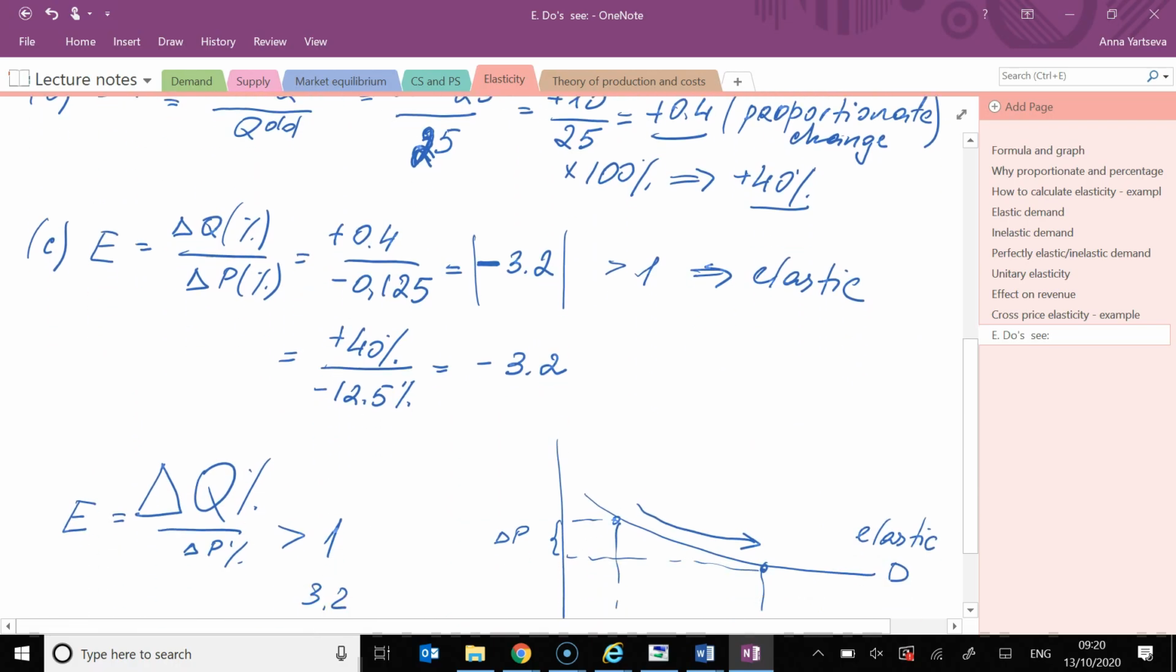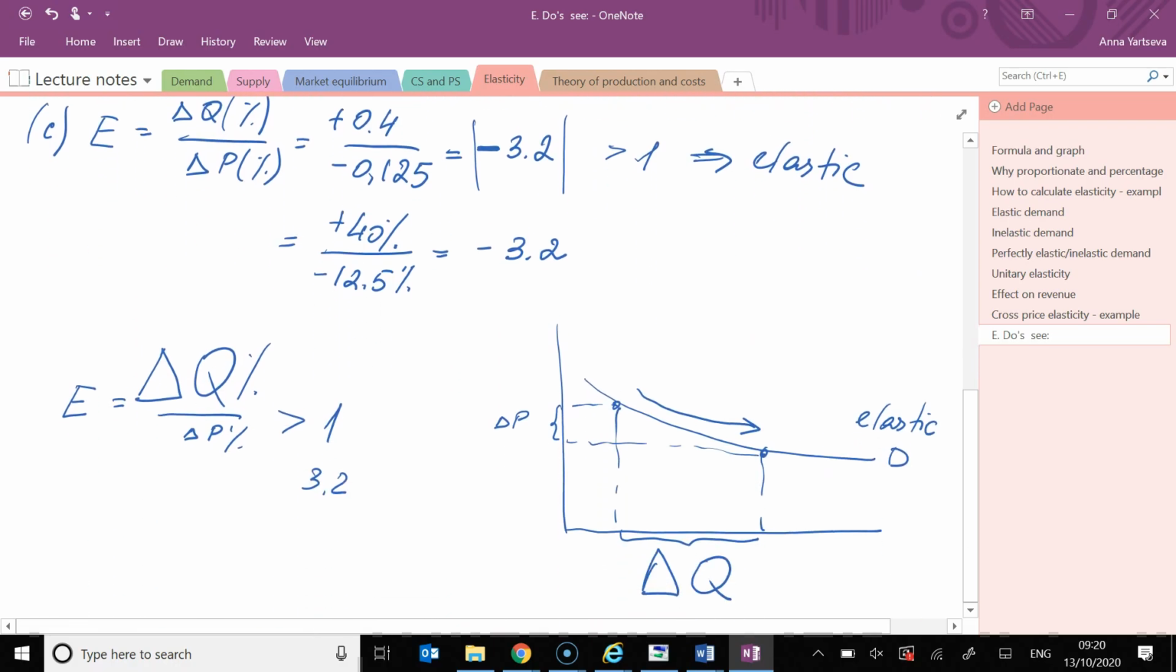Which reminds you how to calculate proportionate and percentage changes and how to combine them to get the value for elasticity. Any questions regarding this? You always put the minus, yes. Yes, price elasticity is always negative. It's always, because when quantity goes up, price drops. So this is because price dropped, quantity goes up. When price increases, quantity always drops. So they always move in the opposite directions.